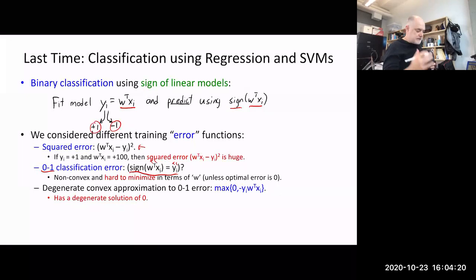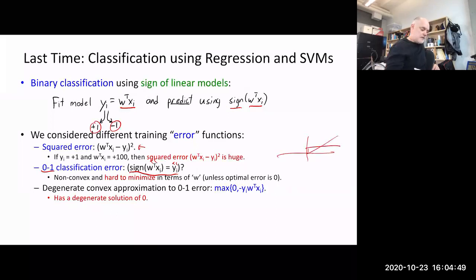The problem is that this particular loss is not convex. It's hard to minimize in terms of the parameter vector unless the optimal error is 0, i.e. the classes are linearly separable, and then you can run the perceptron algorithm. And there's no gradient anywhere. It's a nasty loss function to deal with. So we asked, can we build a convex approximation to this 0-1 loss?